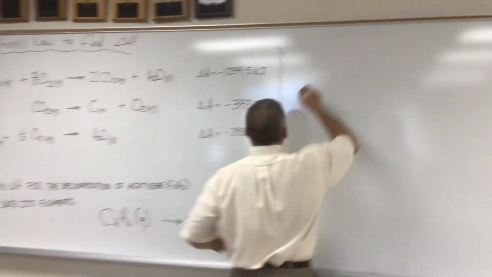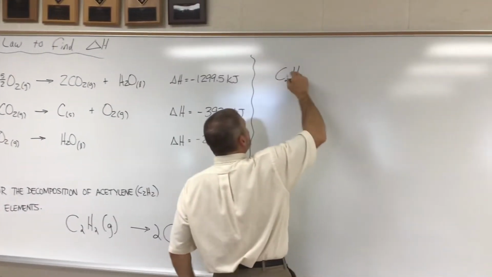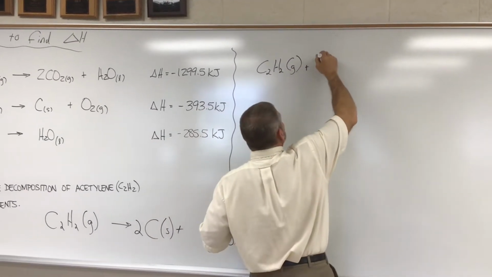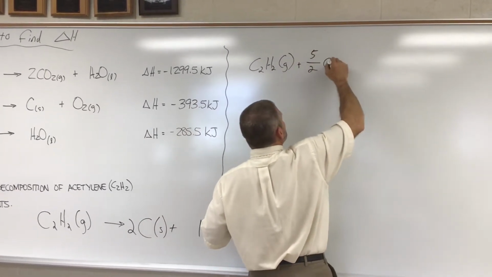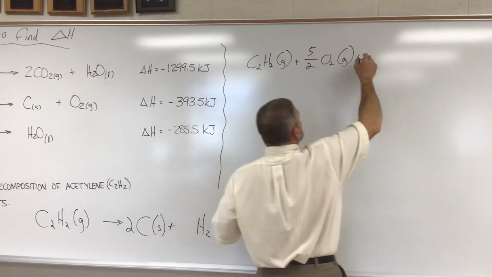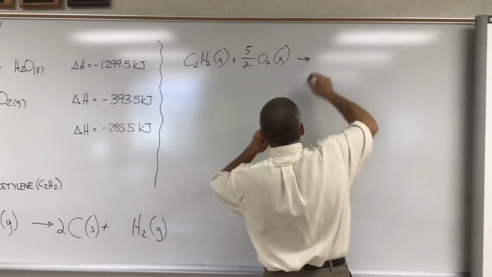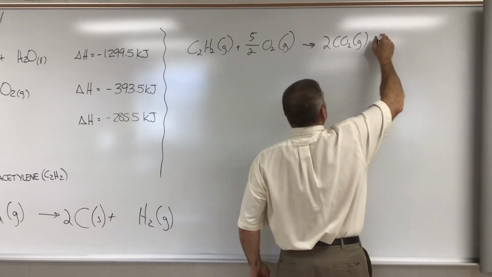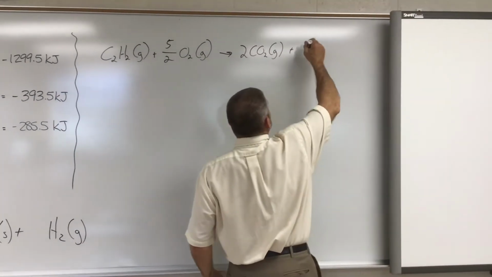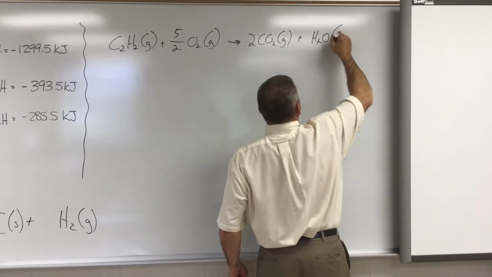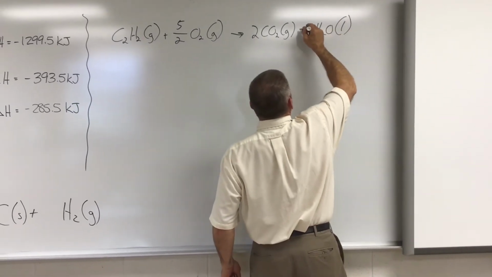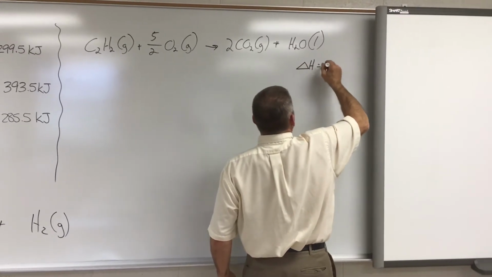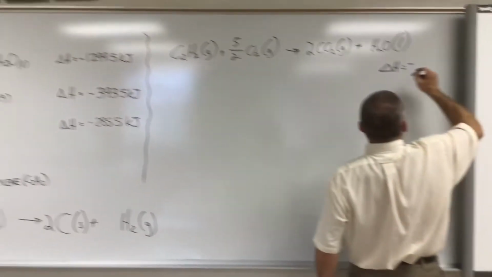So this top equation is going to remain unaltered. Acetylene plus 5/2 oxygen. This is really the combustion of acetylene, giving 2 CO2 and H2O. And delta H, I'm going to squeeze it in right here. It's negative, 1299.5.